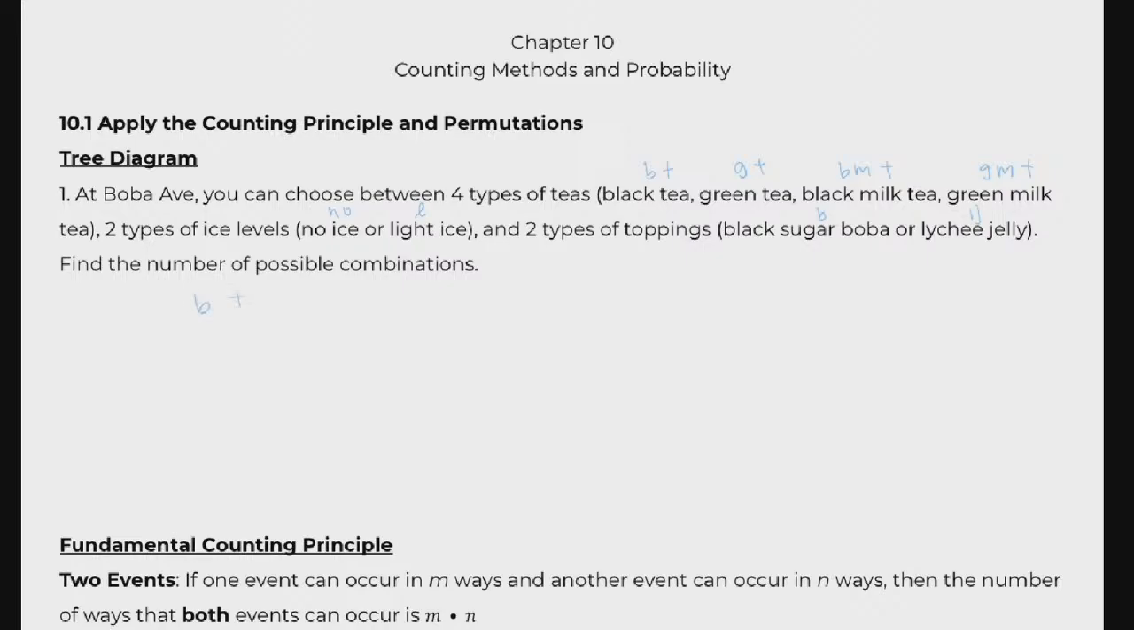So there's 4 different types of teas we can choose from. So there's black tea, green tea, black milk tea, and green milk tea. And after you choose a drink, we have 2 ice options. So from each drink, you have 2 choices, either no ice or light ice. And after you choose the ice levels, you're going to choose the toppings. So you can choose either boba or lychee jelly.